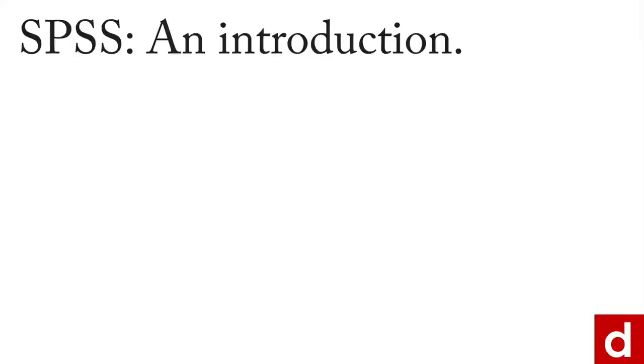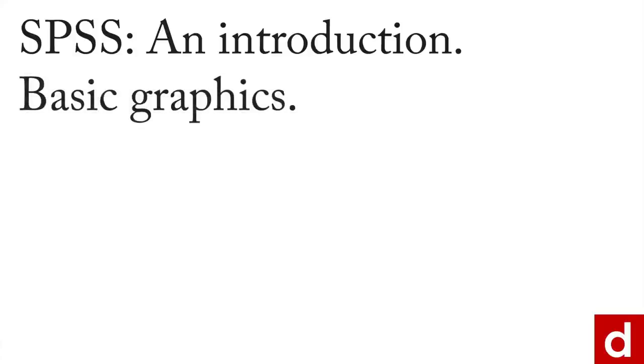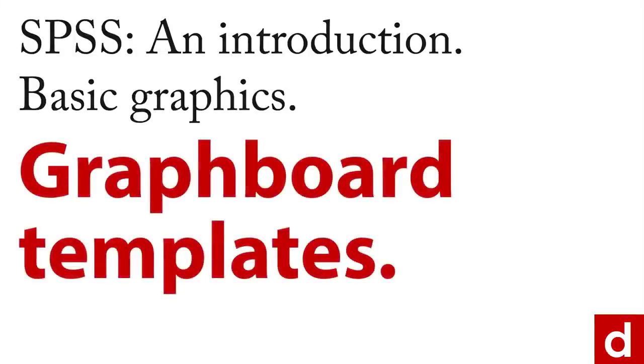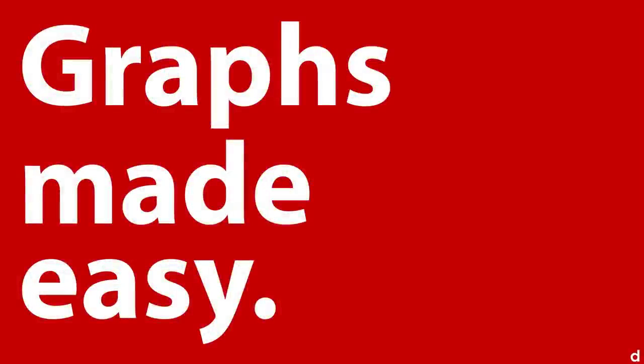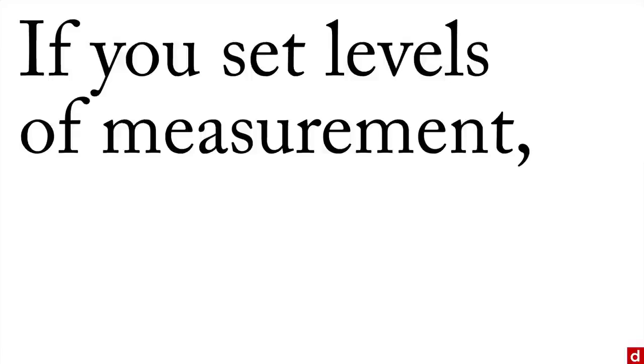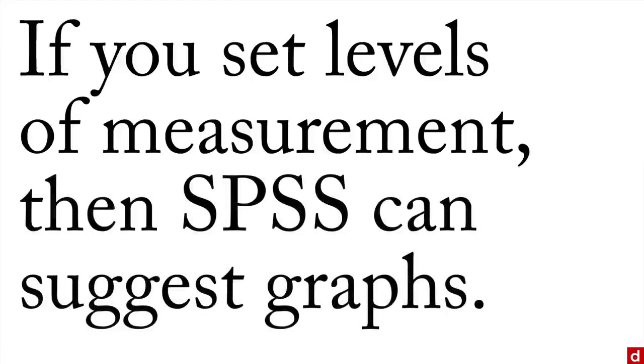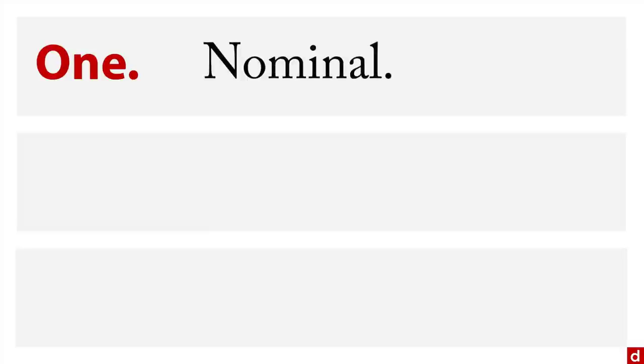Our next step in the SPSS introduction is to look at basic graphics, because those are always a good first step in analysis. And the easiest way to do that in SPSS is with something called Graphboard templates. Really, you can just think of these as graphs made easy. The idea here is that if you set the levels of measurement in SPSS, then SPSS can suggest graphs that would be appropriate for those variables. Now, in terms of level of measurement, remember, SPSS uses three. Number one is nominal, for different categories.